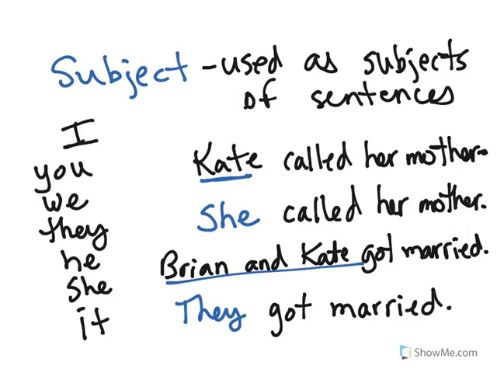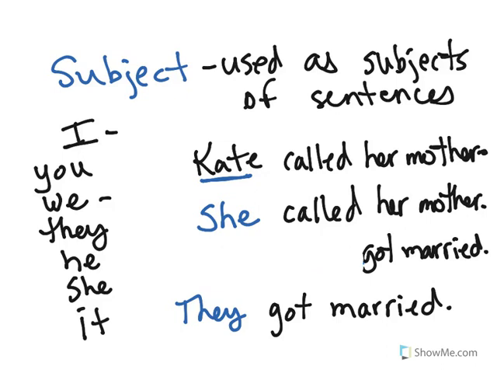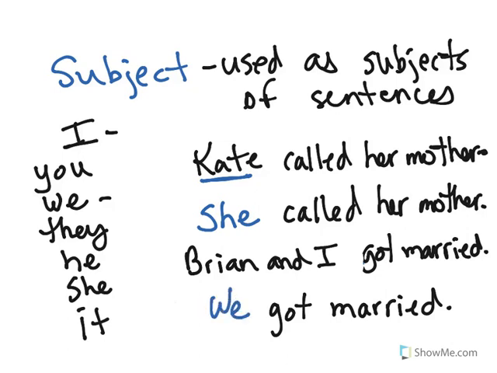Something to keep in mind is that if your plural subject includes I, then you are going to actually use the plural first person pronoun. So let's say, for example, that instead of Brian and Kate, it says Brian and I got married. The pronoun that I would use here is not they, I would say we. Anything and I is going to give you we as the subject pronoun.